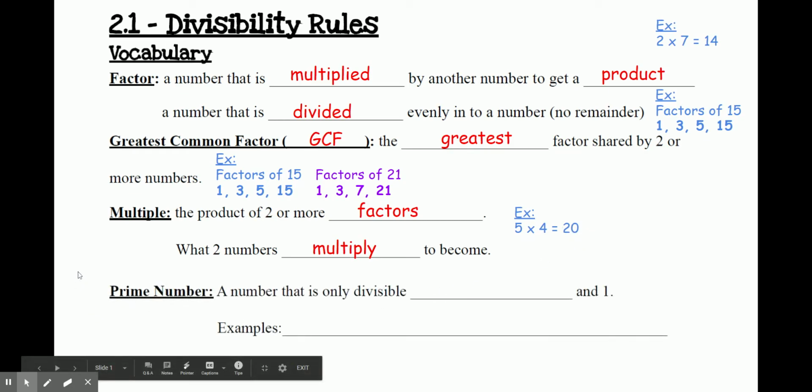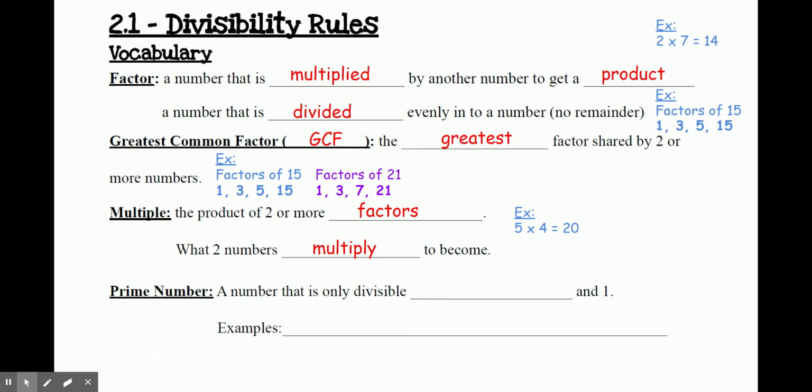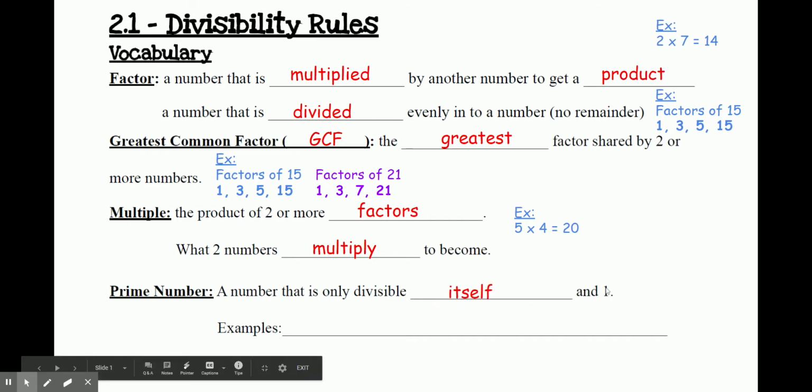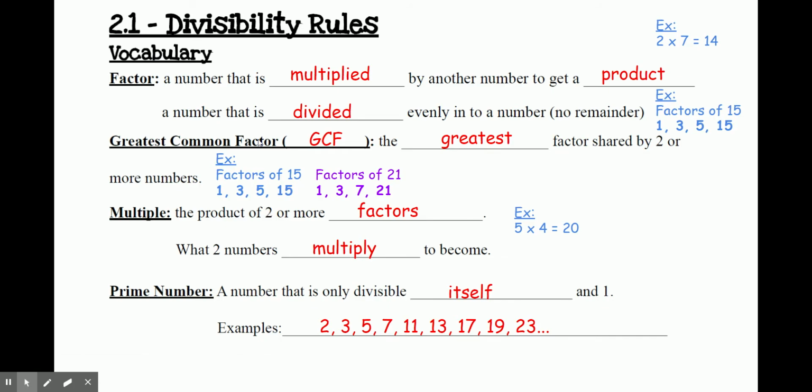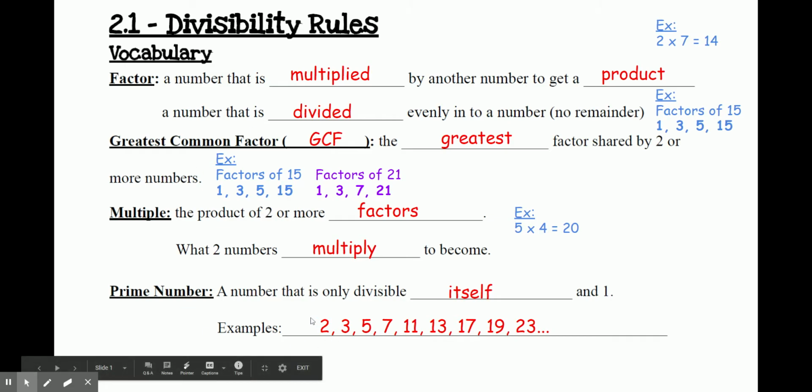A prime number. Now, the opposite of a prime number is a composite number, but a prime number is a special number. It's a number that is only divisible by itself and 1. So some examples of prime numbers are 2, 3, 5, 7, 11, 13, 17, 19, 23, and it keeps going. Pause if you need to slow down and write this down. But you can only divide these numbers by 1 and itself. So 2 can only be divided by 2 and 1 evenly, I should say.